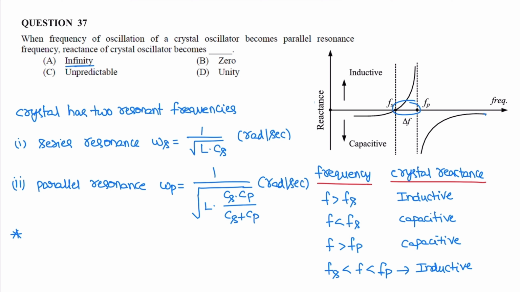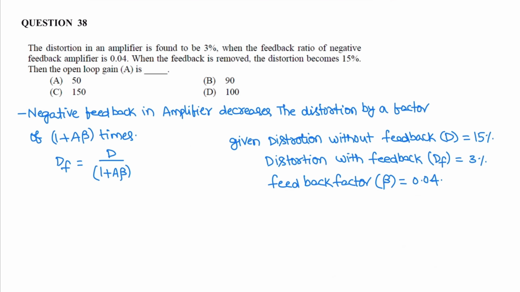Now, when the frequency of oscillation of a crystal oscillator becomes the parallel resonant frequency, on both sides, inductive reactance approaches infinity and capacitive reactance approaches infinity. So simply, the reactance will approach infinity. This is the point. Correct option is A. Next question.